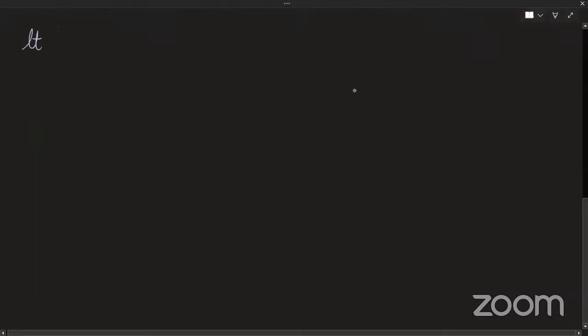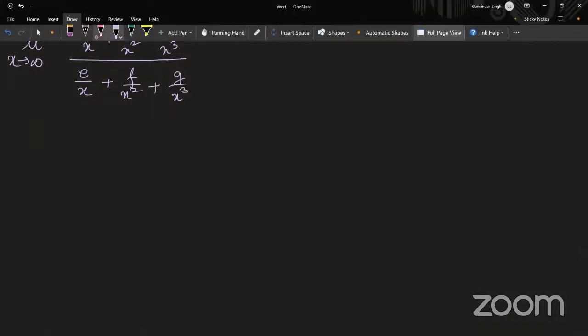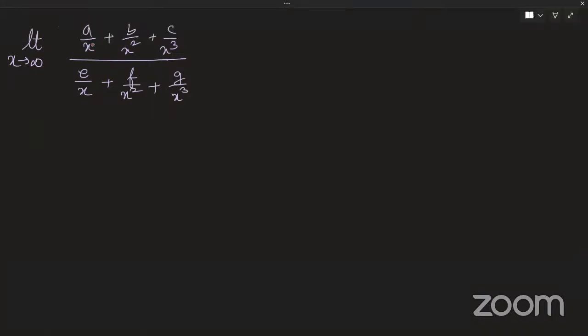So let us just take this case. Limit x tends to infinity of (a by x plus b by x square plus c by x cube) whole divided by, let us take any numbers, (e by x plus f by x square plus g by x cube). Can you tell me which form this is? a, b, c, e, f, g are any real numbers, any constants, finite values. Can you tell me which form this is?